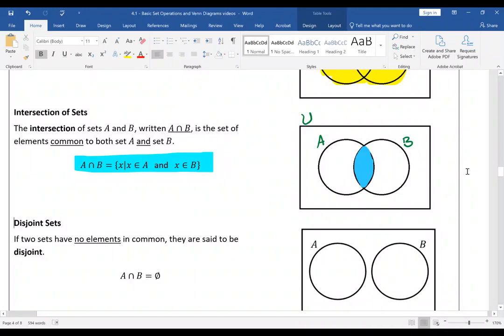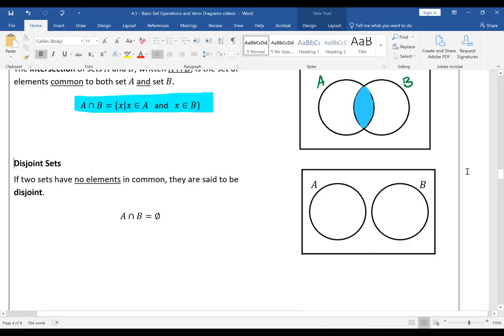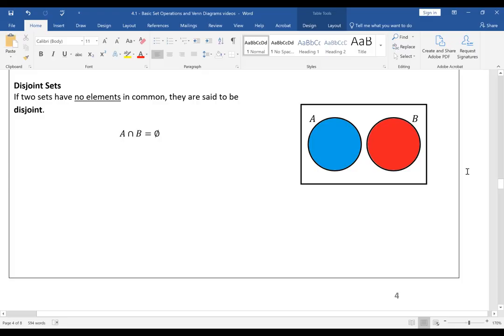Now let's talk about disjoint sets. If two sets have no elements in common, they are said to be disjoint. The intersection of two sets A and B that are disjoint is the empty set. As you can see here, the sets A and B do not overlap, they have nothing in common.